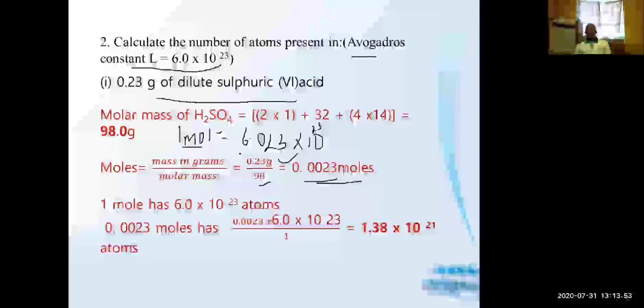So if one mole is equivalent to this, now this will be equivalent to what? You will cross multiply. So for us to get the atoms in these moles of sulfuric acid, we multiply this times 6.023 times 10 raised to power 23. You will be able to get the number of atoms present in that sulfuric acid, which is now 1.38 times 10 raised to power 21.